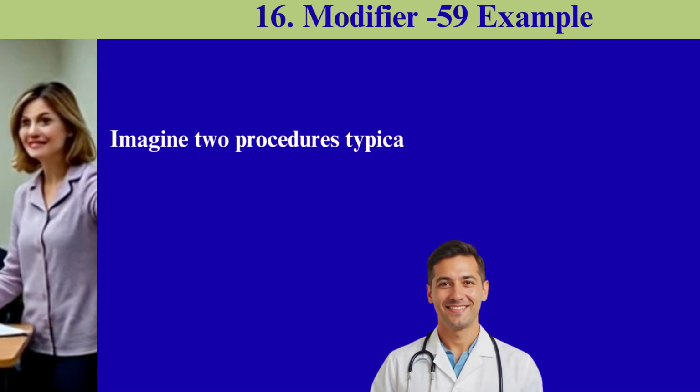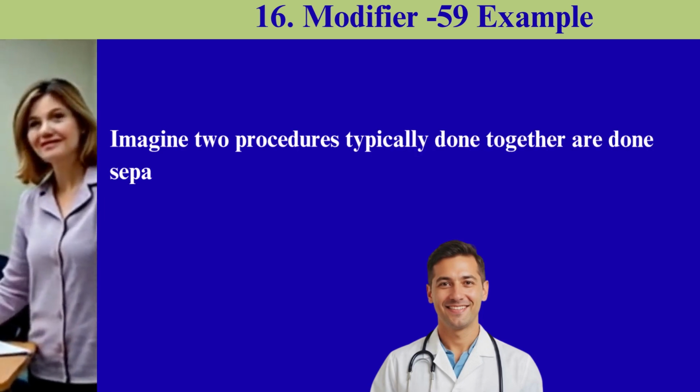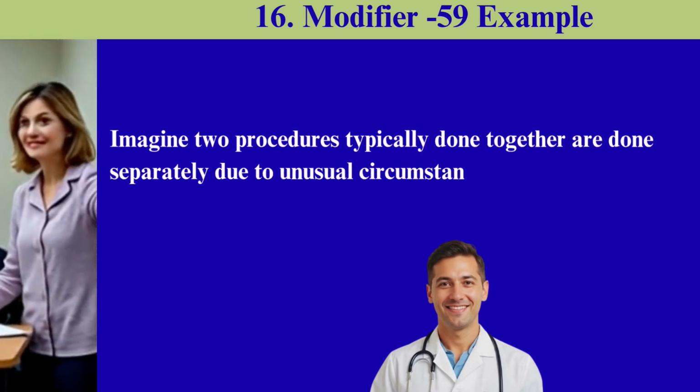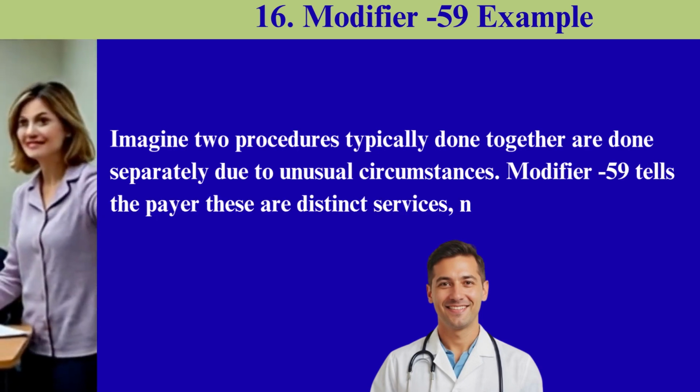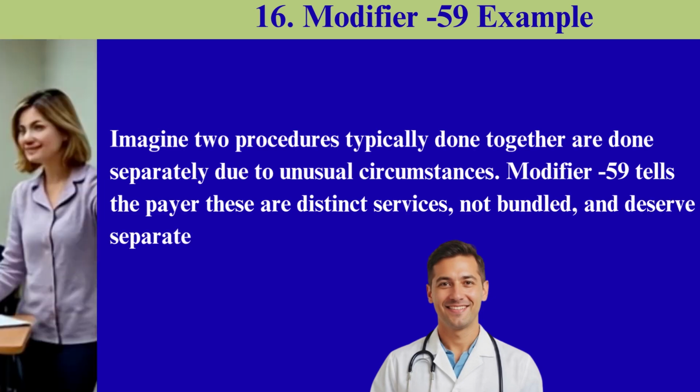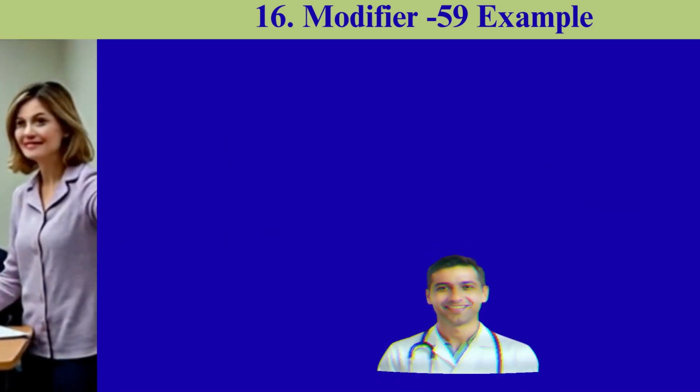Imagine two procedures typically done together are done separately due to unusual circumstances. Modifier -59 tells the payer these are distinct services, not bundled, and deserve separate payment.